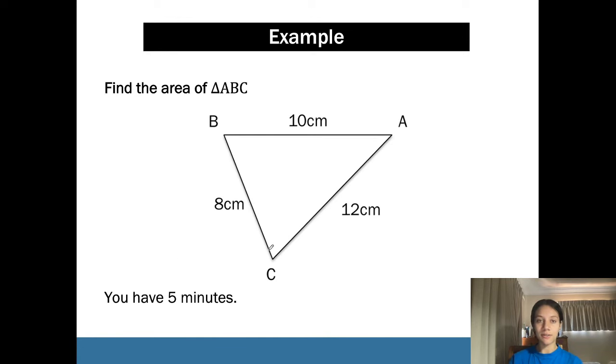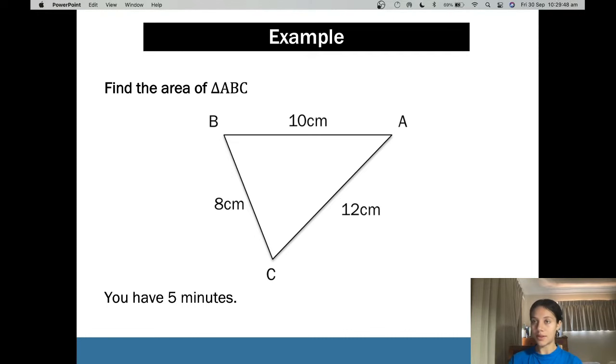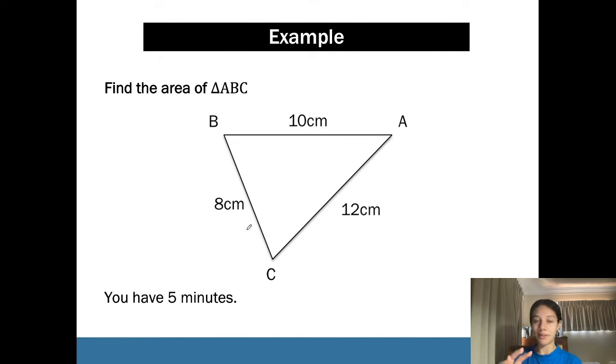So here's a question for you guys to find the area of ABC. I'll leave that up for you guys to have another go. It's about 10:29 now, so I'll give you guys about 5 minutes to have a go. How would you find the area of this triangle here?